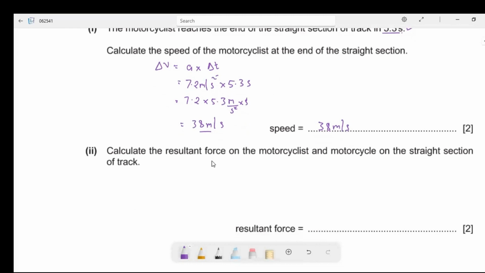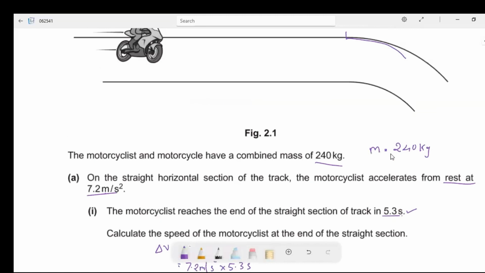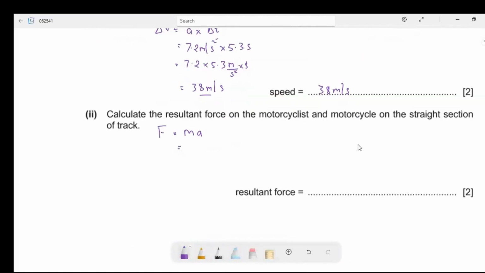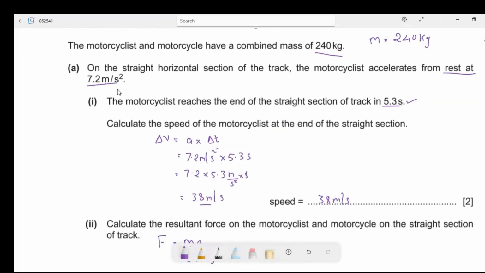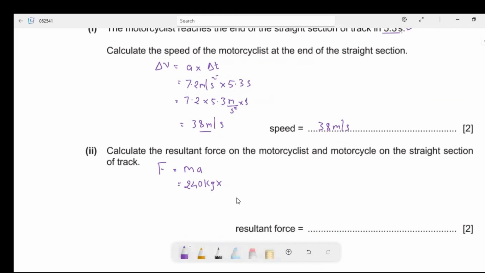Calculate the resultant force on the motorcyclist and the motorcycle on the straight section of the track. So force is equal to mass into acceleration. Mass is given as we have seen here, it is 240 kilogram, into acceleration. Acceleration is given as 7.2 meter per second square.